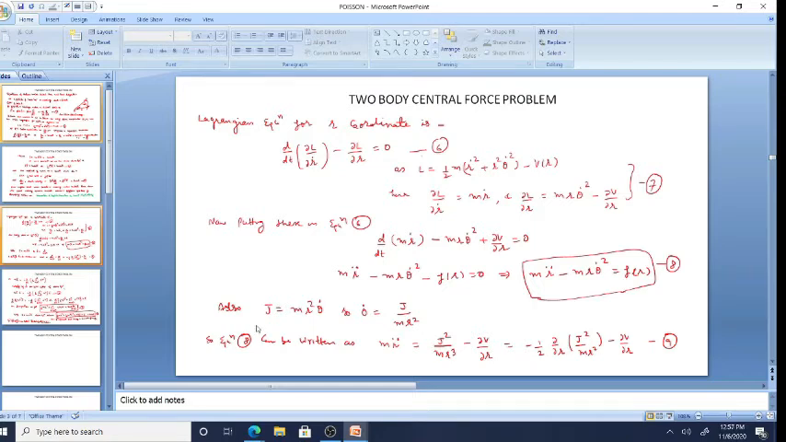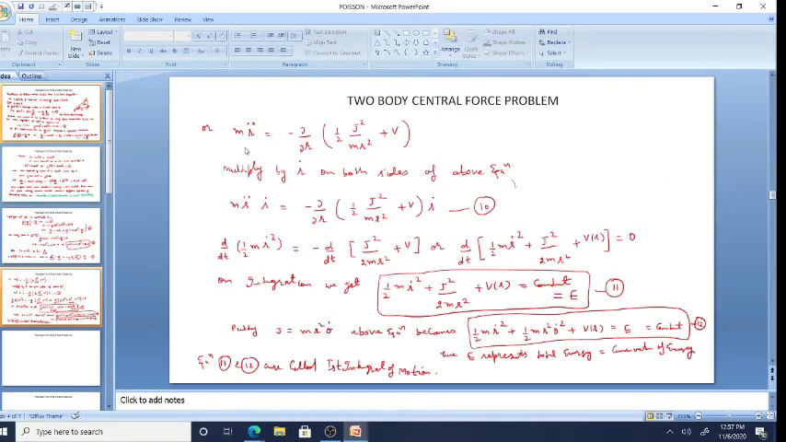We also know that J is equal to mr²θ̇. So θ̇ will be J upon mr². Now we can write equation number 8 in terms of the angular momentum. So it will be mr̈ is equal to J² upon mr³ minus ∂V/∂r. Or we can write it as minus ∂/∂r of J² upon 2mr² minus ∂V/∂r. Let us say it is equation number 9.